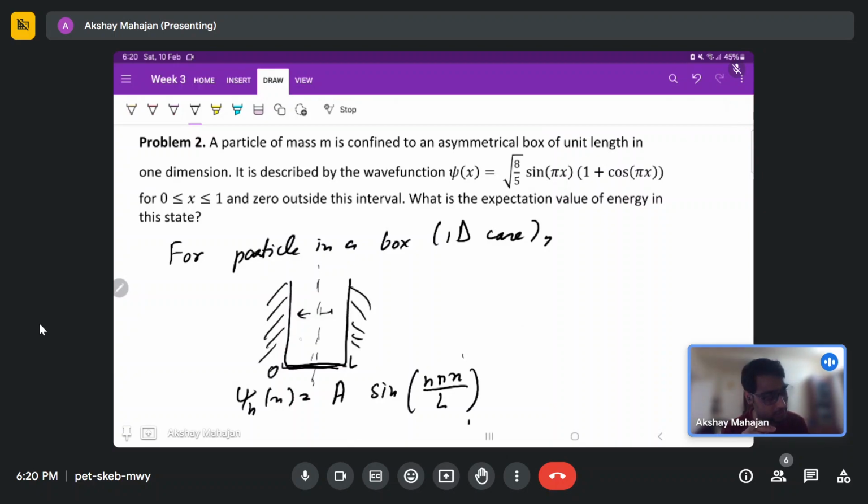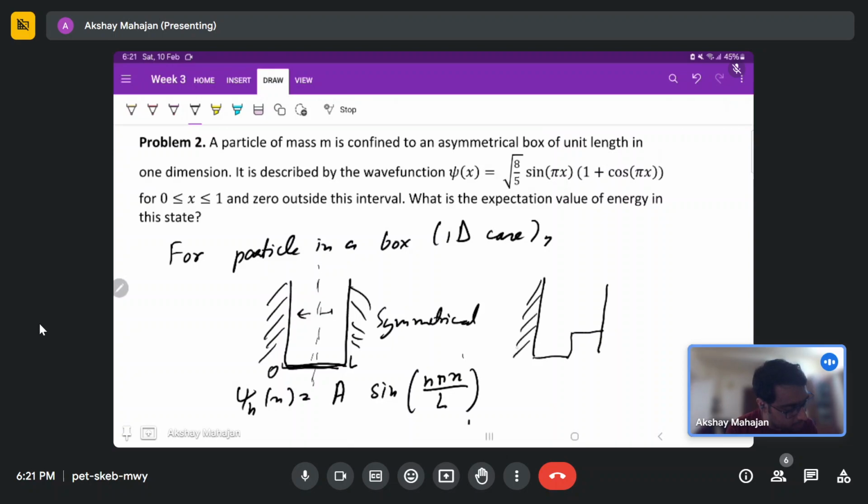So this is symmetrical, and this is asymmetrical. Let me just draw something like this. You have a similar particle in a box problem, but here it is a different box, and let's say it has some increased energy. So it is not symmetrical in that sense. All right.